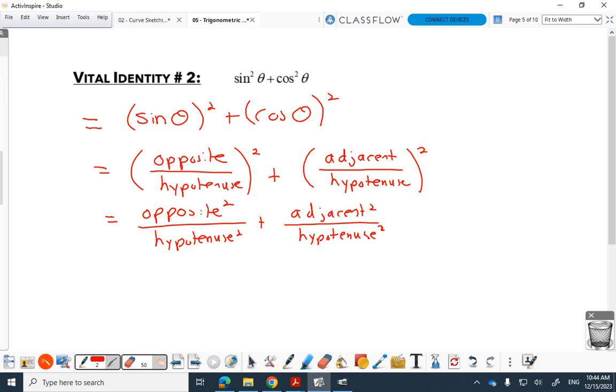What do we need when we're adding fractions? We need a common denominator. We need both denominators to be the same. We already got that. I can add these together.